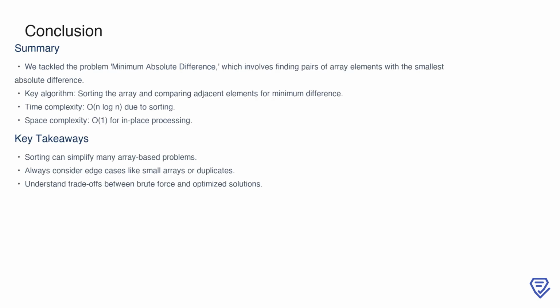Great job! We've successfully solved the minimum absolute difference problem. To summarize, we used sorting to simplify the process and achieved an efficient solution with n log n time complexity. Remember to practice similar problems to strengthen your understanding of array manipulation and sorting techniques.